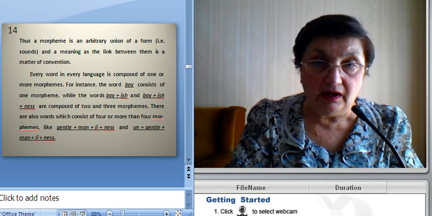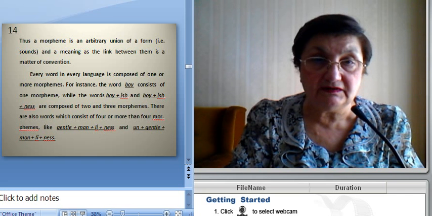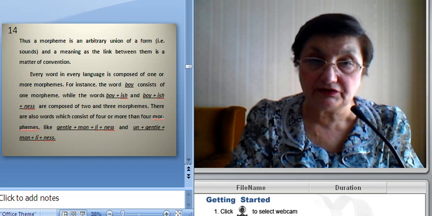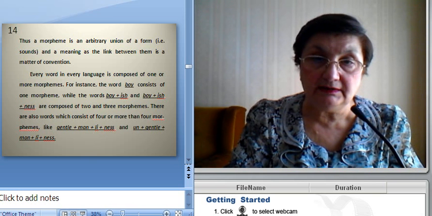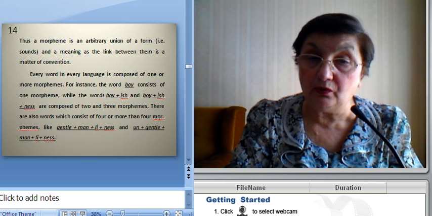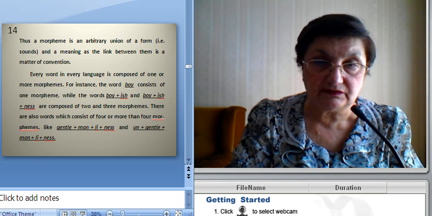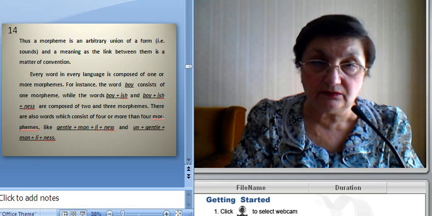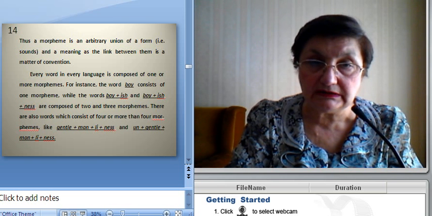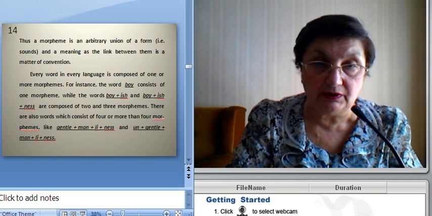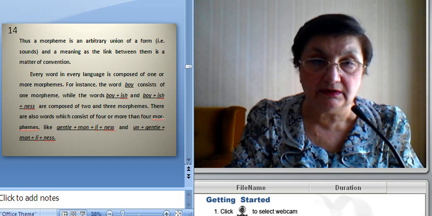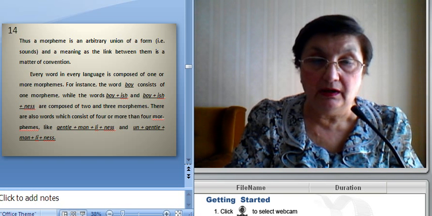Every word in every language is composed of one or more morphemes. For instance, the word boy consists of one morpheme, while the words boyish and boyishness are composed of two or three morphemes. There are also words which consist of four or more than four morphemes, like gentlemanliness or ungentlemanliness and many others.